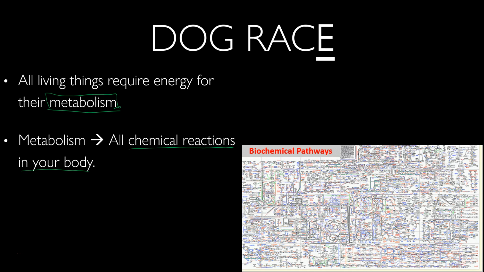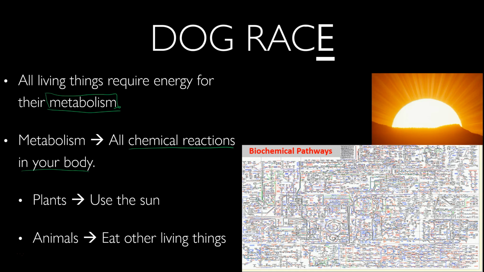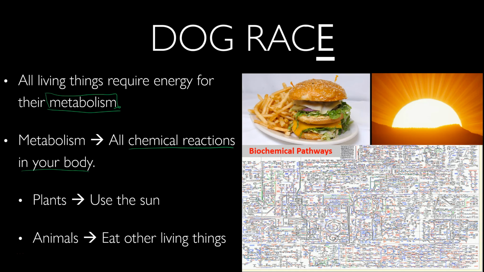Now, we have to obtain energy for these processes to occur. So where do we get this energy from? If you're a plant, you're going to get that energy directly from the sun. But you're not a plant. You're an animal, okay? Humans are considered animals. We have to eat other living things. So we have to obtain that energy from other life, okay? So if you're a plant, you get it from the sun, or you have to eat it.